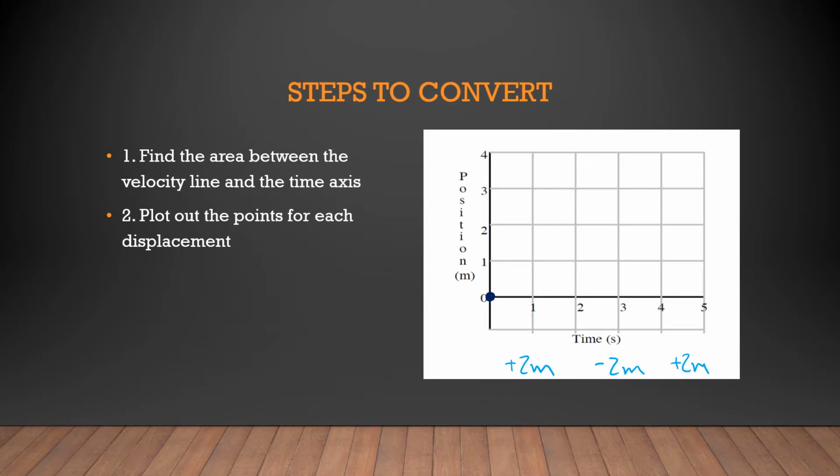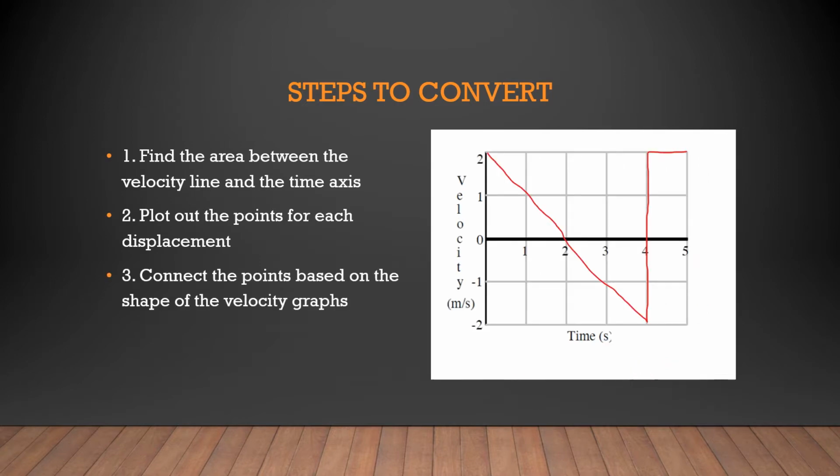So we started at 0. Now we're going to be at plus 2 meters after 2 seconds. And then we'll go back 2 meters over the next 2 seconds based on the displacements and areas we found. And then we're going to go back out 2 meters again in that final second. So we have these 4 locations. This tells me where I'm going to be at each point in time based on the displacements I found in the previous graph.